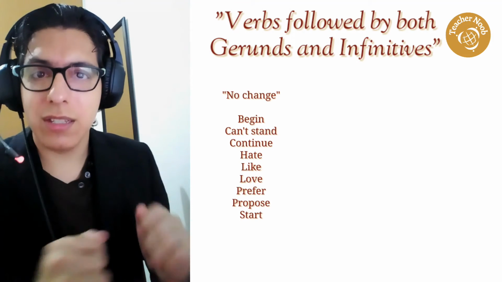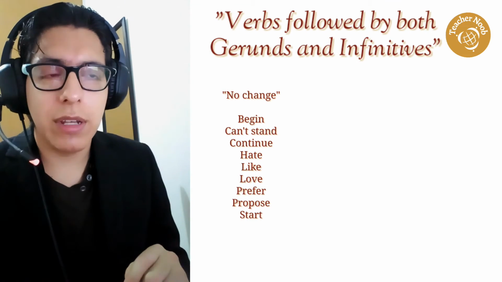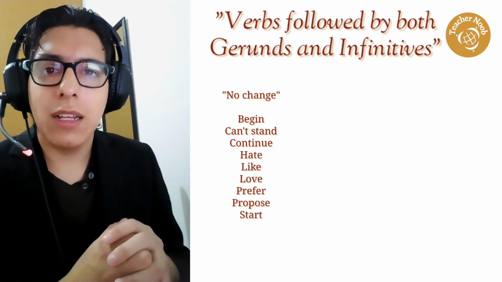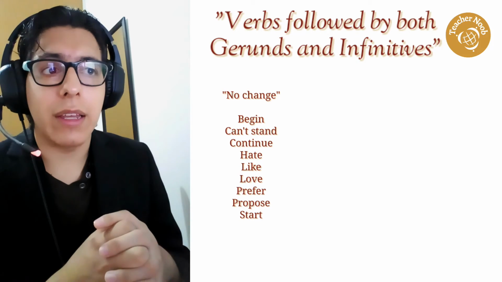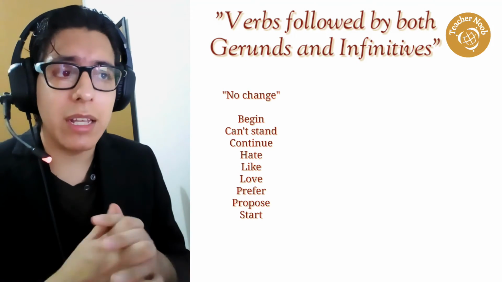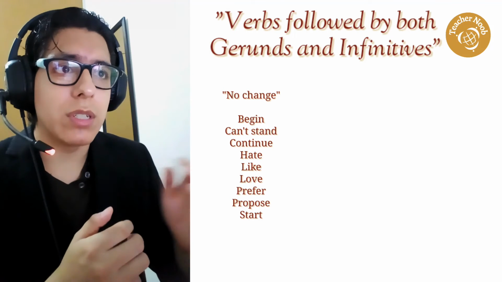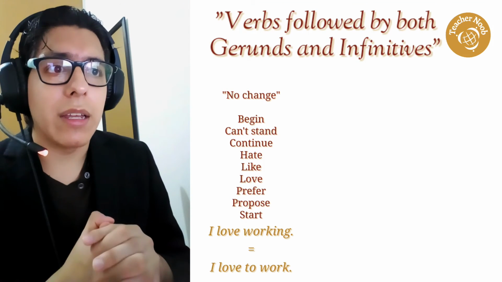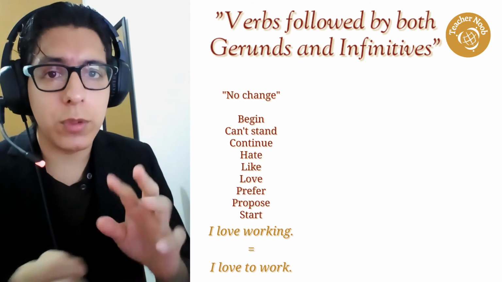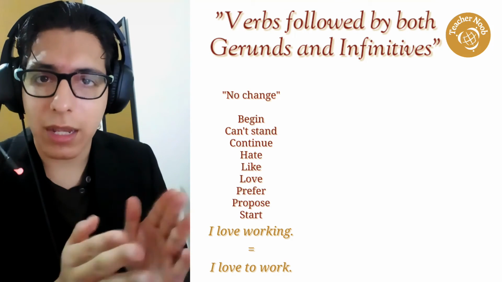We have this list that, as you can see, says no change. That means that when you say the sentence, the meaning at the end is the same. The main idea is always the same. So you can say, for example, I love working or I love to work. Both options are correct and the meaning is completely the same.